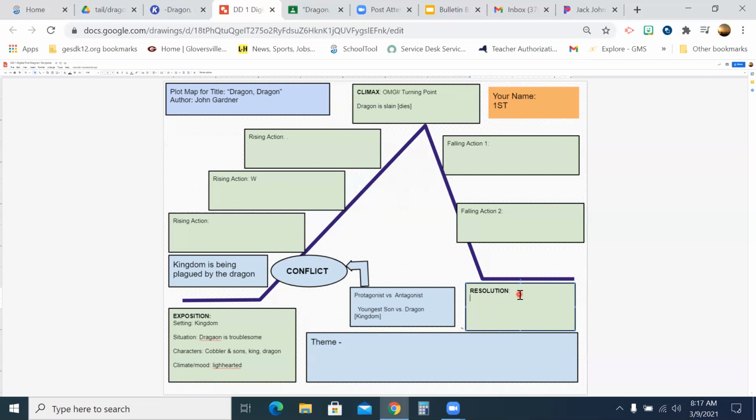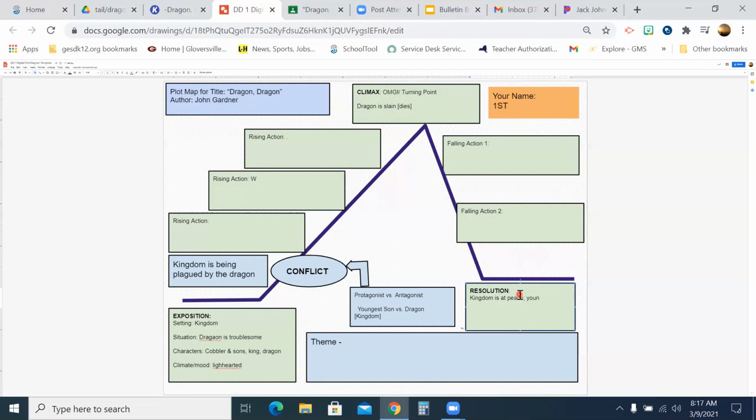The queen gets back to her regular self. Okay. Really? The youngest son marries the princess and gets half the kingdom, right? Okay. And the kingdom is at peace. The kingdom is better. You're right. So let's fill that in for the resolution. So the kingdom is at peace.